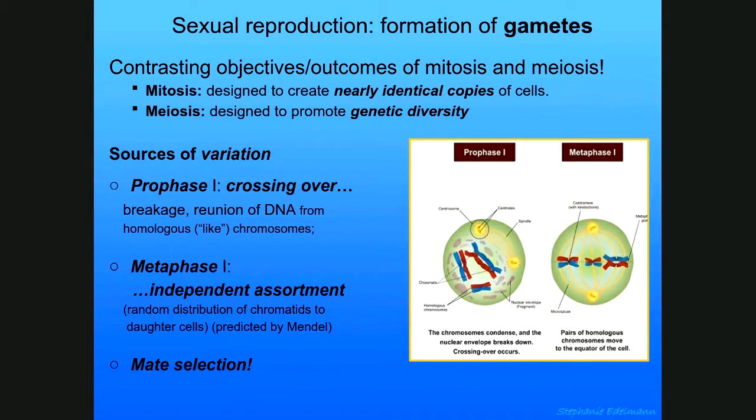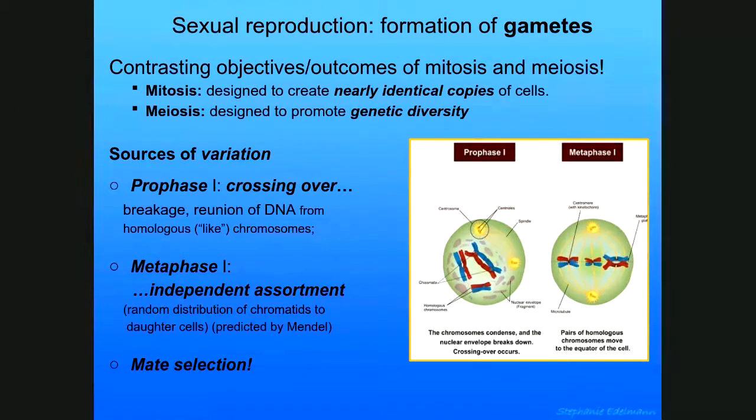The other source of the variation is in the independent assortment, where there's no rule that the genes from the father will go to the son and the genes from the mother will go to the daughter. Over here you see an image of this, where whether the blue one or the red one goes to the spindle pole one way or the other is completely independent. And with the number of chromosomes we have, the variation is just about endless. And then of course the other part of the variation is mate selection, right? It makes a difference whether you pick somebody who's got blue eyes or brown eyes. And maybe we'll talk about a little bit of that later.